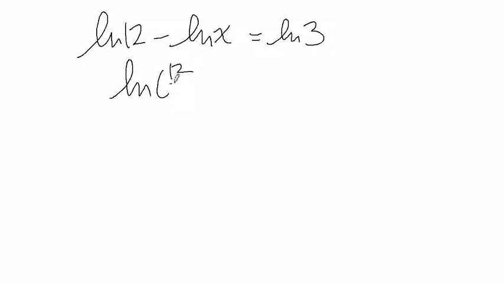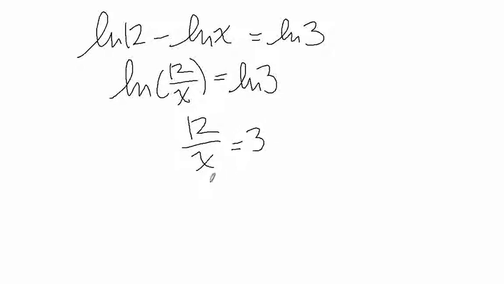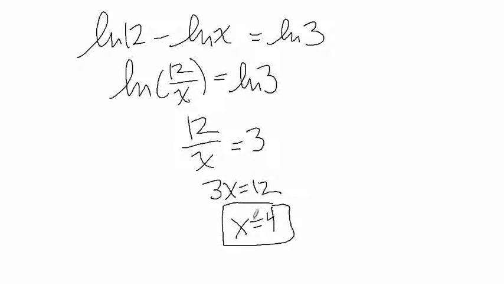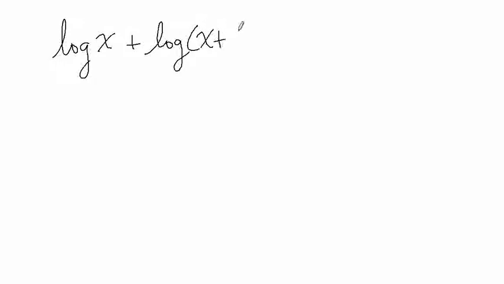Ln of 12 over x, because a difference becomes a quotient, ends up being the natural log of a quotient. Okay, so this implies 12 over x equals 3, cross multiplying 3x equals 12, so x equals 4. And plugging that in, we see that indeed that satisfies the original equation. Okay, can you do this one as well? The log of x plus the log of x plus 5 equals the log of 6.